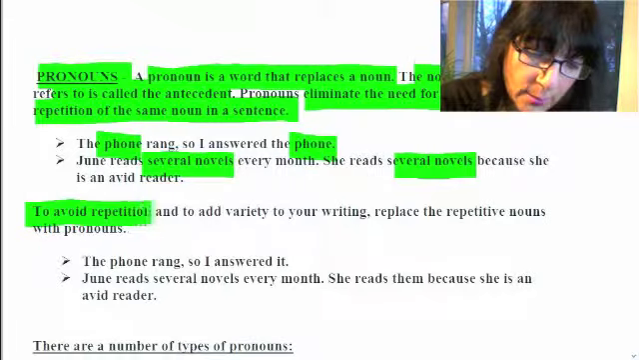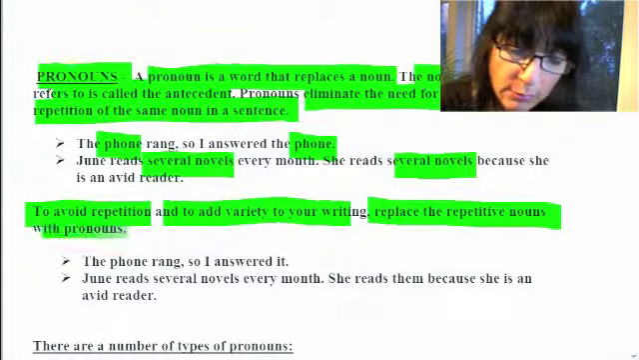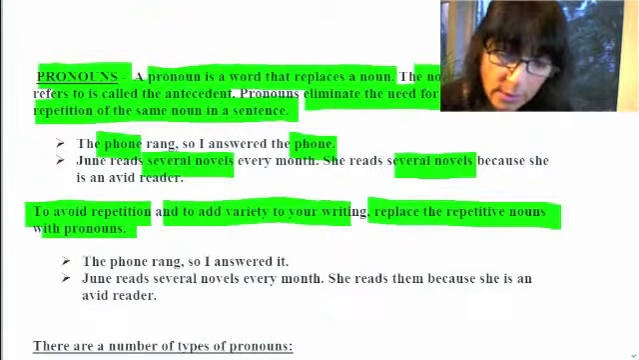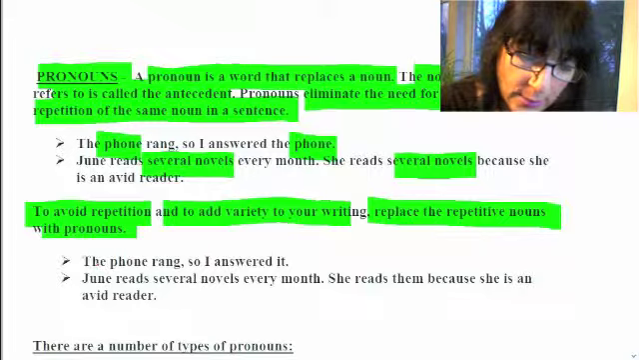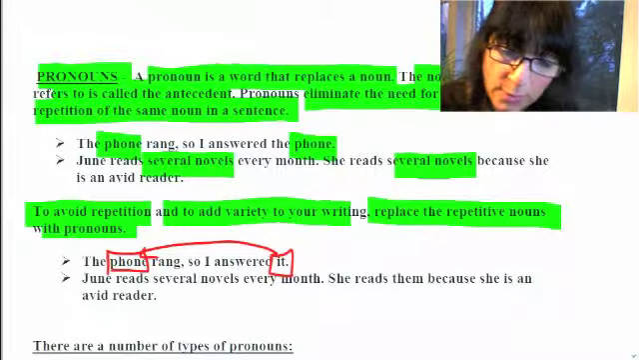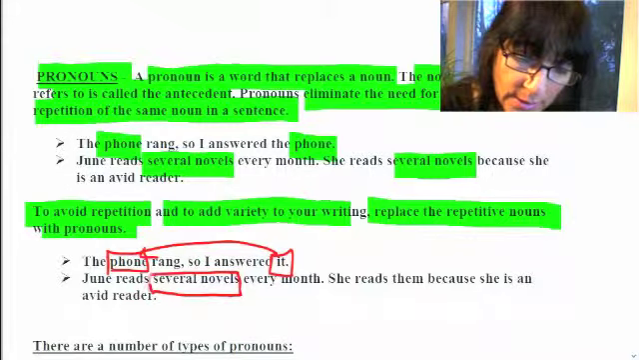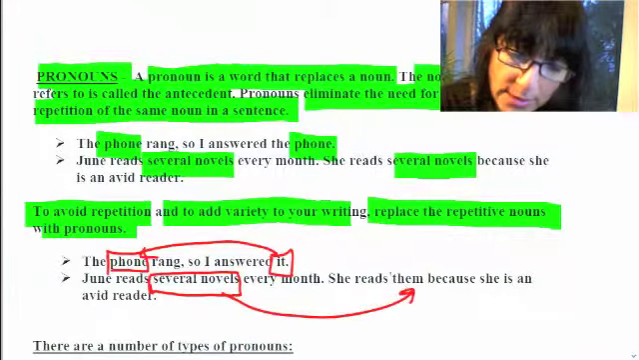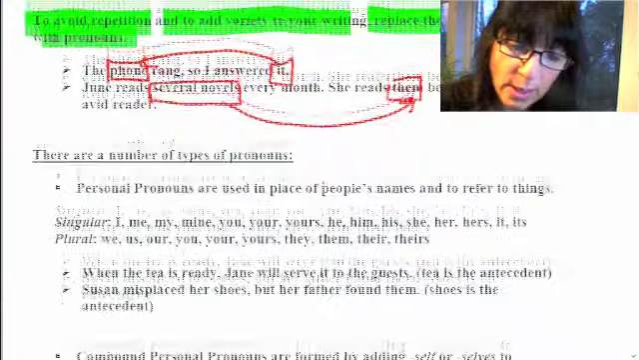So to avoid being repetitive, and in order to add variety and change up your writing a little bit, you can replace the repetitive nouns with a pronoun. So in this first example, the phone rang, so I answered it. Instead of repeating the word phone, you would say it. So it is a pronoun replacing the noun phone. In the second example, June reads several novels every month. She reads them because she is an avid reader. Instead of repeating the idea several novels, you have replaced that noun with the pronoun them, just so that you add some variety to your writing.